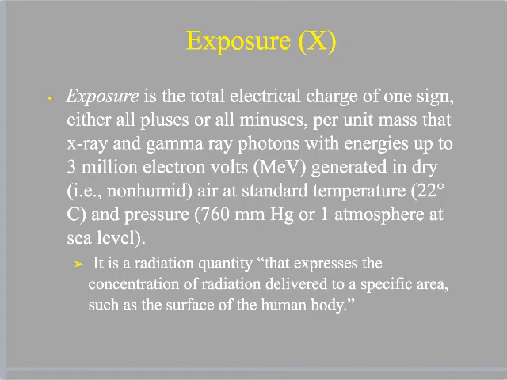It's the total electrical charge of one sign, either all pluses or all negatives, per unit mass that X-ray and gamma ray photons with energies up to 3 million electron volts generate in dry, non-humid air at standard temperature, 22 degrees Celsius, and pressure, 760 millimeters of mercury, or 1 atmosphere at sea level, right? So what is this saying? It is super, super precise.